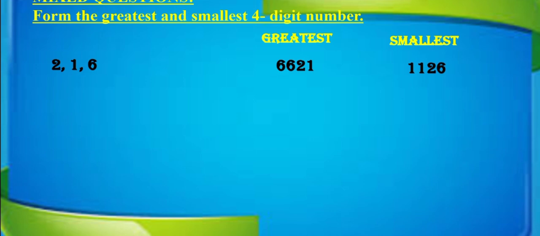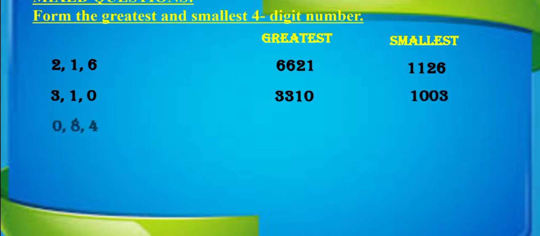So 1126. Now if 0 is one among the digits and only 3 digits are given, how to form the greatest and smallest 4-digit number? The greatest number will be 3310, and the smallest number will be, take 0 as the second and third digit, that is 1003.